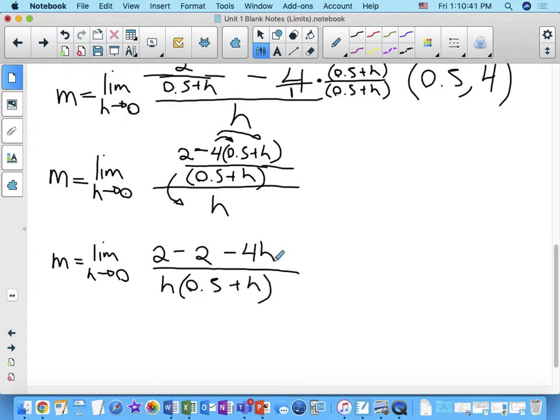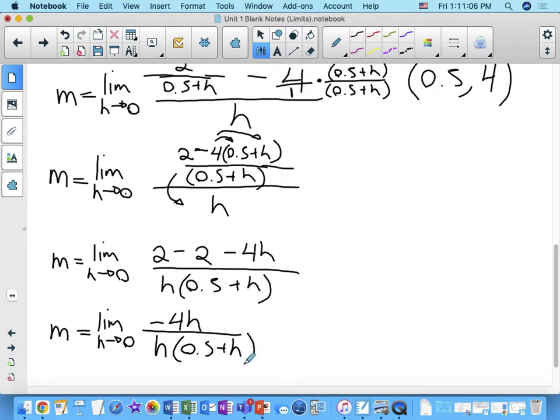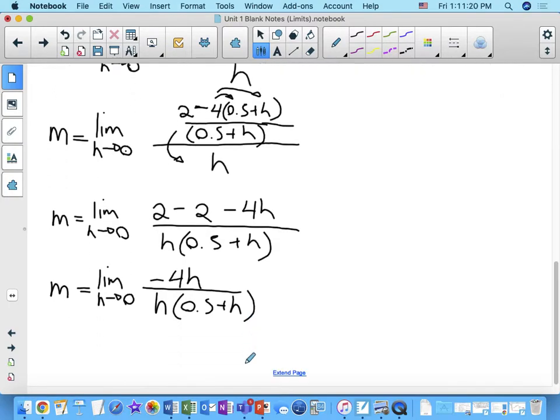Okay, so I think this is looking pretty good. Because 2 minus 2 is 0, in the numerator all that's left is negative 4h over h times 0.5 plus h. Okay. So I think I've solved the problem. I think we've solved the problem, right?